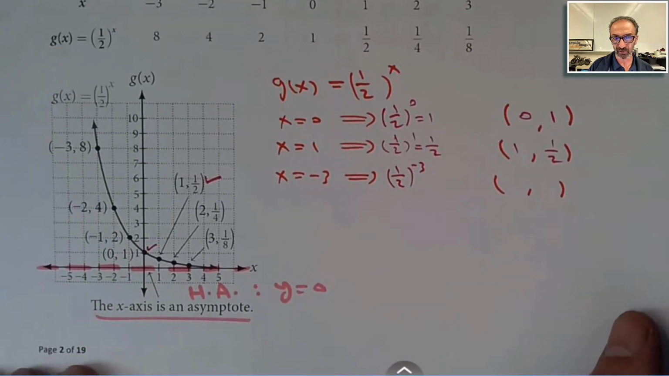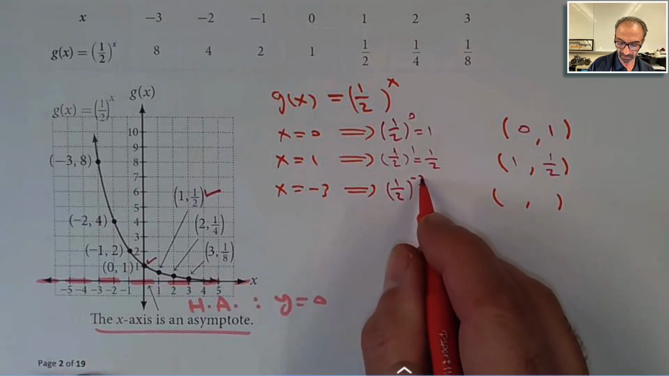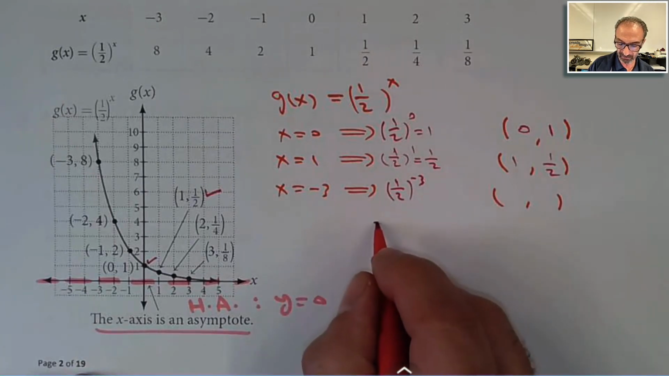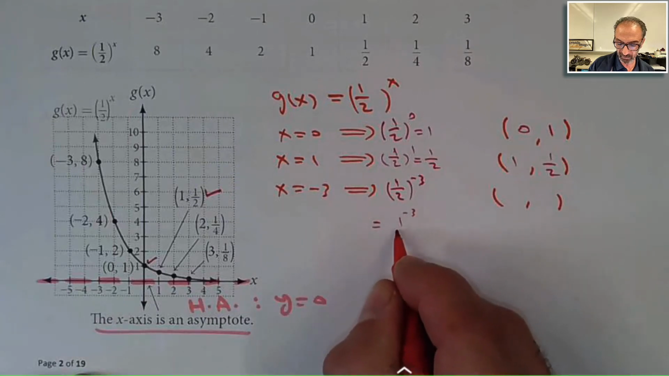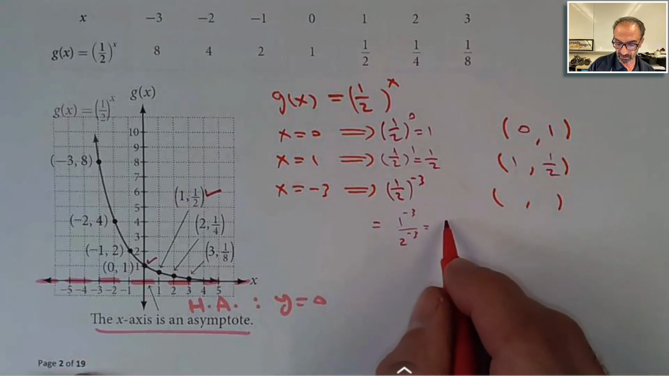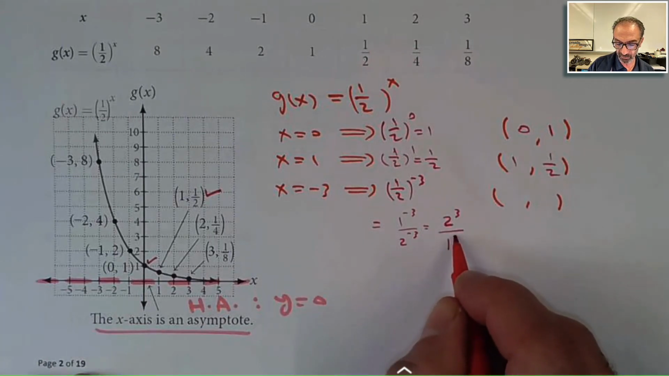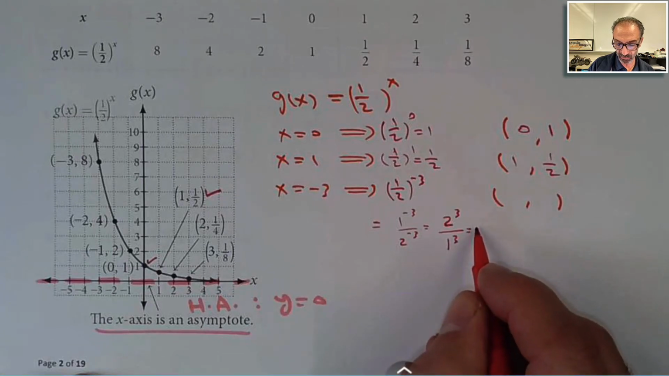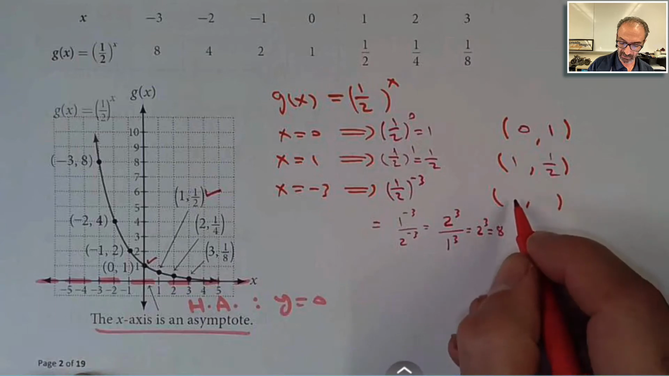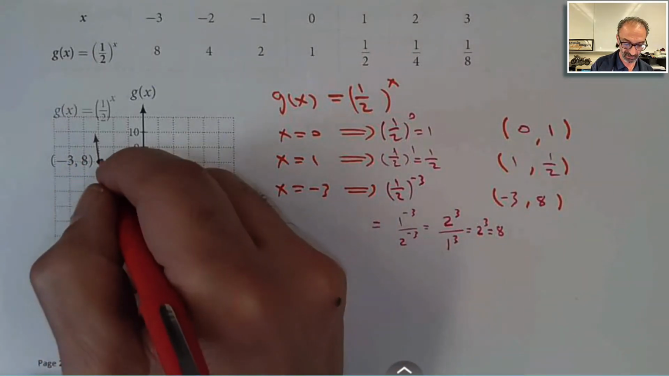So what you need to do is apply the negative 3 here and apply negative 3 here and take the reciprocal. That's 1 to the power negative 3 over 2 to the power negative 3. Take the reciprocals. That's 2 to the power positive 3 over 1 to the positive 3, which is just 2 to the power 3, which is 8. So negative 3 will take me all the way up to 8. And that's right there.